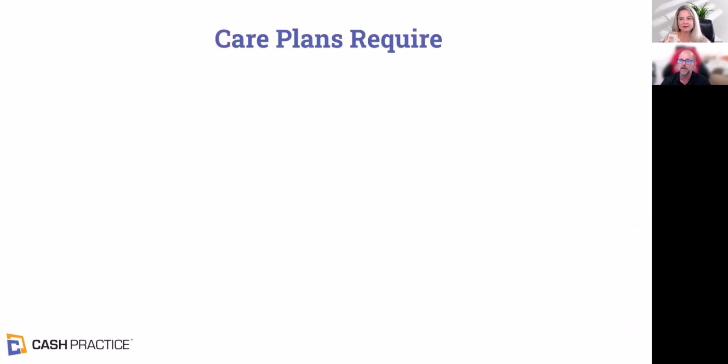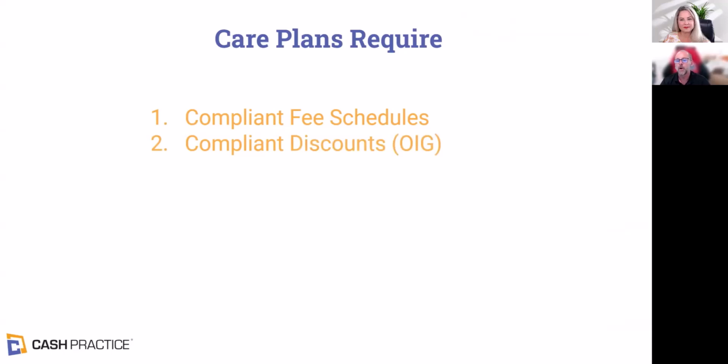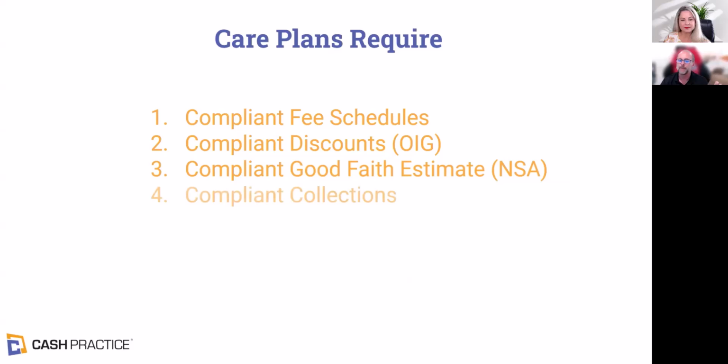Care plans require the following. Number one, they require a compliant fee schedule. Number two, if you're going to do any kind of discounts in your plans, which most of the time you're going to have some kind of discount in your program, those must be compliant discounts. Number three, you must have a compliant good faith estimate. That is the legal requirement of the No Surprises Act. And number four, if you're going to do any kind of collecting of that money, of course, you're going to have a compliant way of collecting that money. So there's a lot of compliance that goes into your proper care plans.